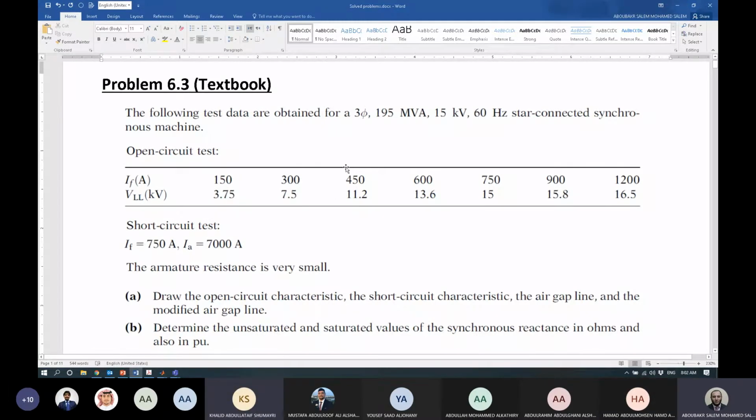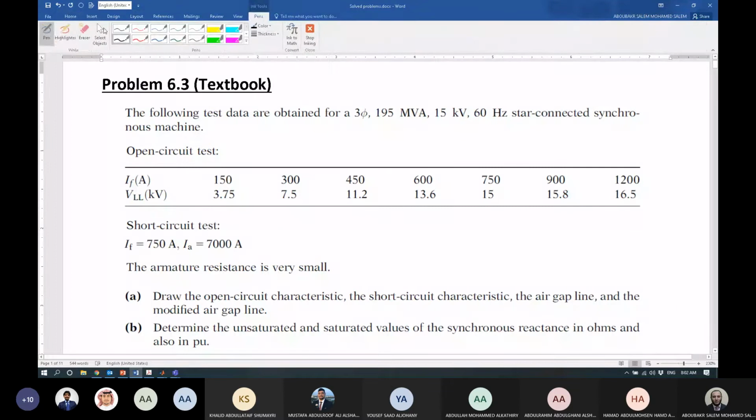Okay. So these are the rated data, Shabab, of the machine. 195 megavolt ampere. This is the apparent power, so we have S rated equal to 195 megavolt ampere. And 15 kilovolt is the rated voltage. So this is rated volt. 60 hertz star connected synchronous machine.